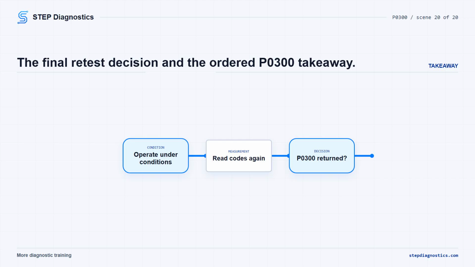The takeaway is simple. With P0300, prove the operating condition. Identify which cylinders are counting, rule out oiling, air, exhaust, fuel, spark, mechanical, EGR, carbon, and coil control in order, and only make the final call after the verification drive.